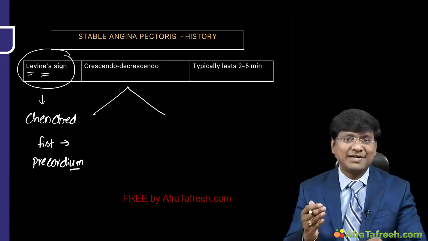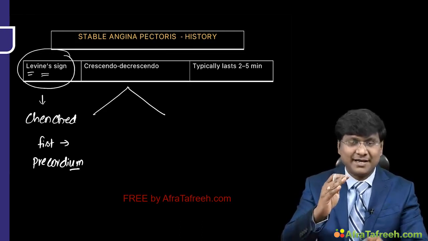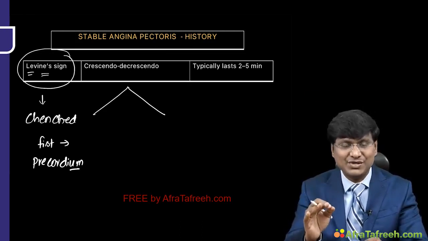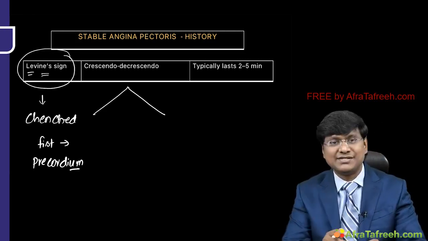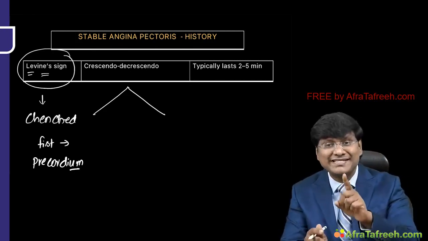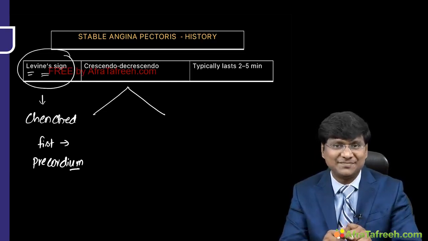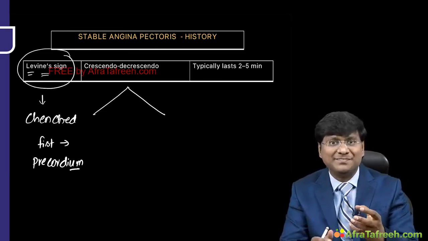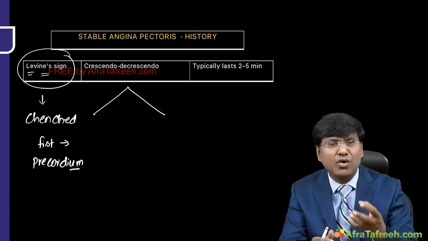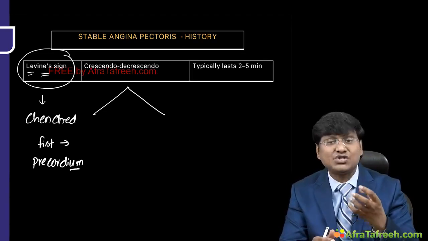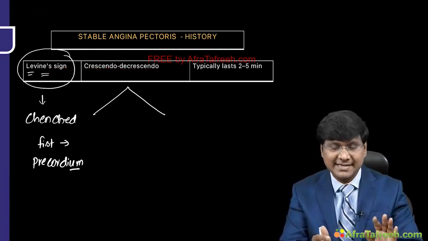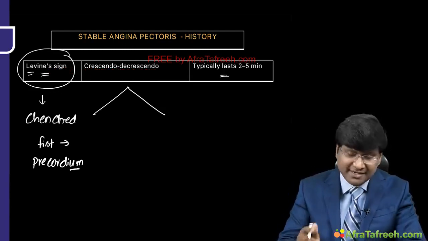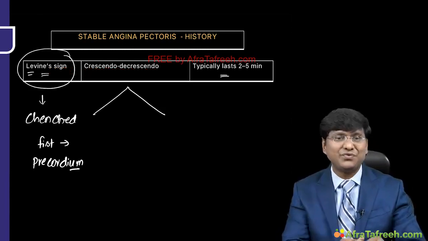And if you take the character of this particular angina, it is crescendo, decrescendo pattern. So as the time progresses, the pain increases, right? And once the individual takes rest, or once the individual takes sublingual nitrate, the pain decreases. So angina is usually crescendo, decrescendo in nature, right? And the pain, it is typically more severe at its onset and gradually progresses, right? And what will be the duration of the pain? It will be there for nearly around 2 to 5 minutes.